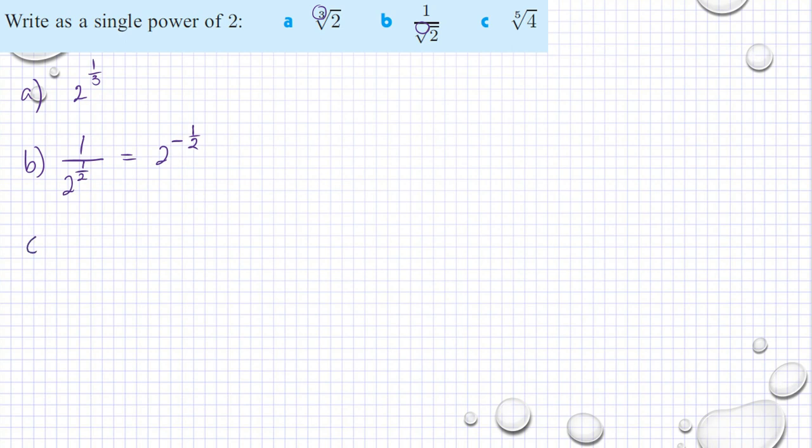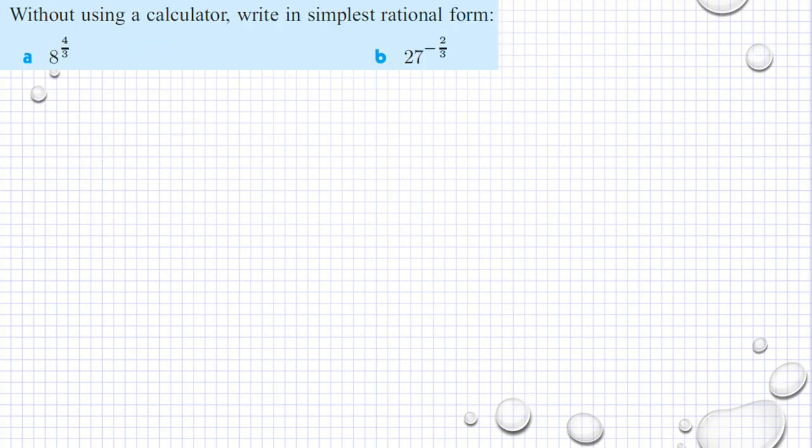C, then we have 4 raised to 1/5 because of the 5 there. Okay, remember, a raised to 1 divided by n is equal to the nth root of a. Always remember that. Okay, next example.